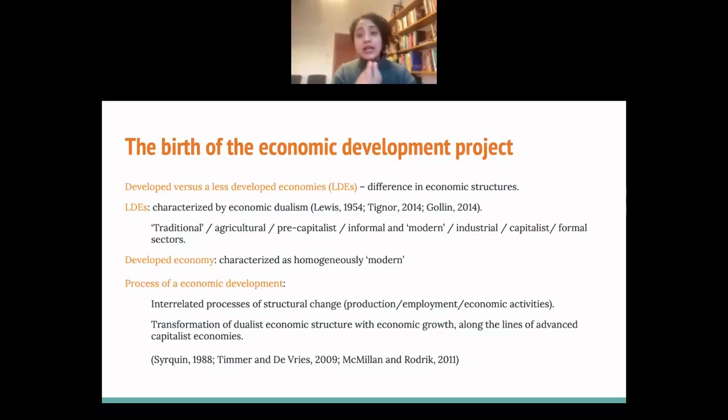And this becomes the central feature of how the project of development, for all intents and purposes, gets formally initiated and gets imported into economics. The whole discipline of development economics was in some way trying to understand.